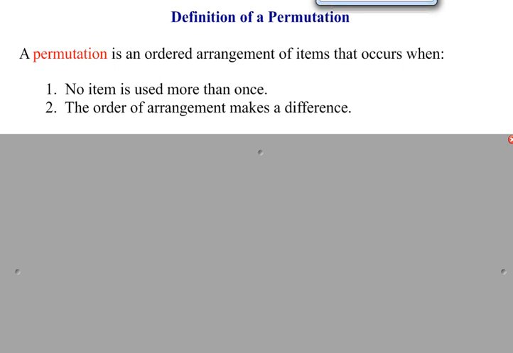All right, we are now defining permutation. A permutation is an ordered arrangement of items that occurs when no item is used more than once, and the order of arrangement makes a difference.